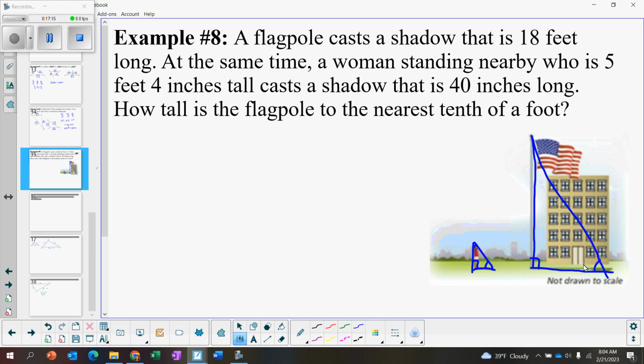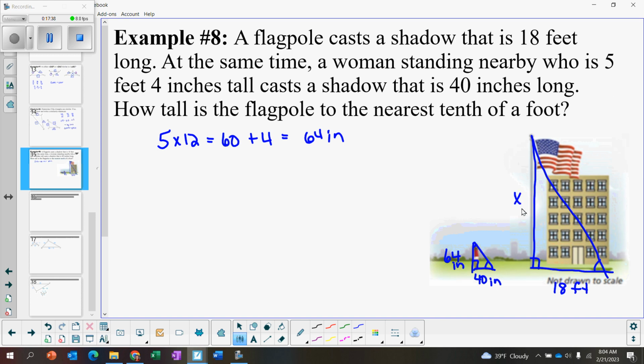We know that the flagpole's shadow is 18 feet. The woman's shadow is 40 inches. The woman is 5 feet 4 inches tall. So 5 feet times 12 inches in a foot is 60 inches, plus 4 more inches is 64 inches. So that's the woman's height.